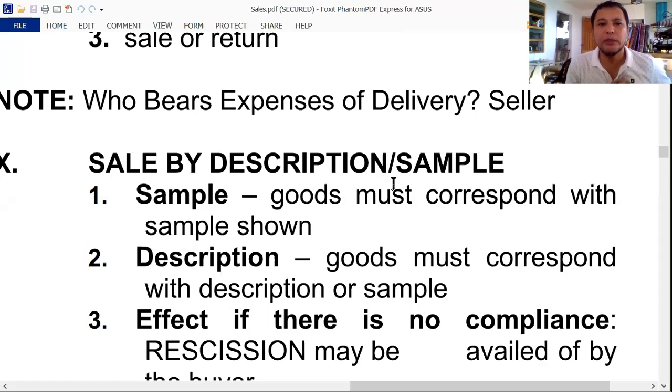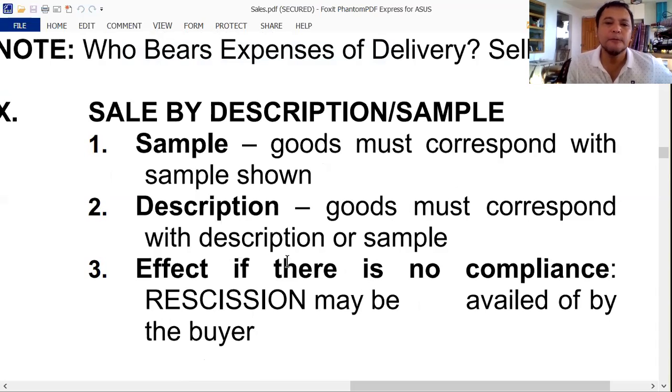Now, in part 2, we departed with the note who bears the expenses of delivery. In the provisions of the law, it is the seller. So that's the general rule. The seller should bear the expenses of delivery, and of course also of the sale, the cost of sale, or to the buyer. But if the seller and the buyer have agreed that the expenses should be passed on to the buyer, then the buyer agreed, so that would be an exception to the general rule.